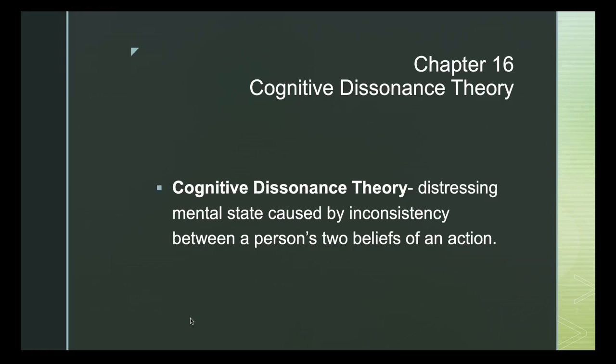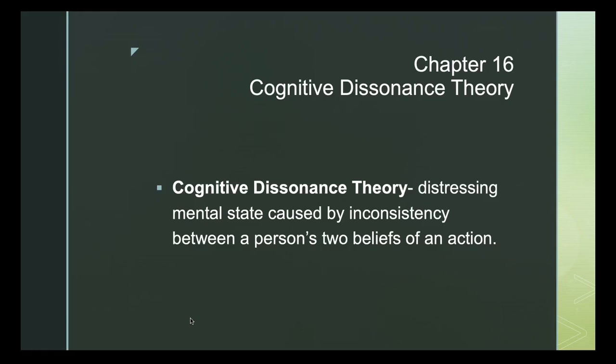But basically what cognitive dissonance theory is, is this distressing mental state caused by inconsistency between a person's two beliefs or an action. Okay, so we talked about a lot of examples in class about what causes cognitive dissonance and what things shape that. But basically it's when we know something maybe is wrong, but maybe we're doing it anyway. And we used the example of smoking, drinking alcohol.